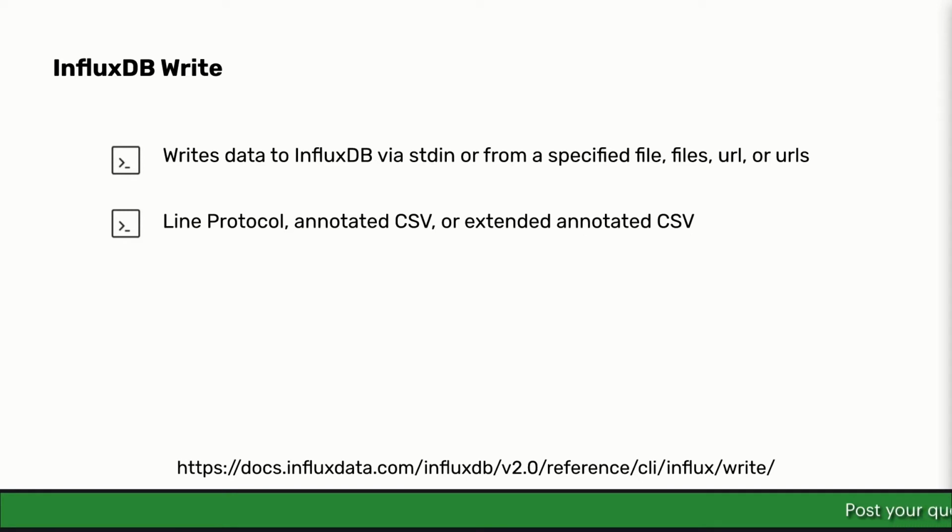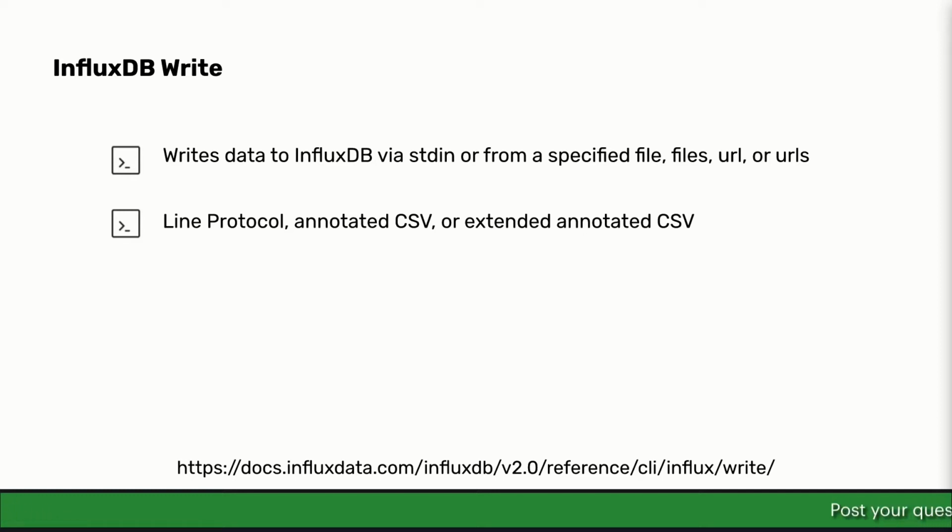To successfully write your annotated CSV, you need to include the 3 types of annotation rows: the data type, the group, and the default annotation rows. The data type annotation row accepts not only different data types, but line protocol elements, and those help to identify how columns are converted into line protocol when using this influx write command to write your annotated CSV to InfluxDB.